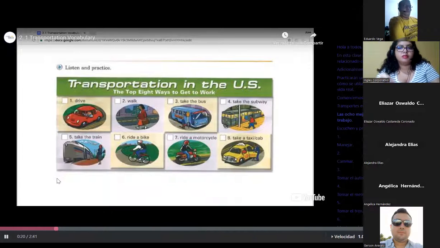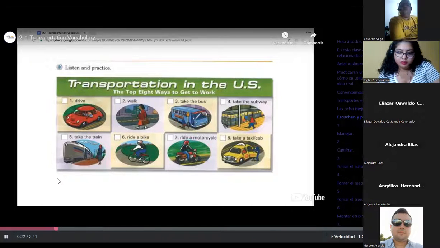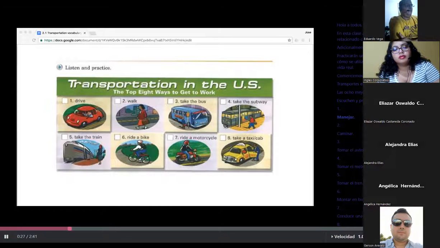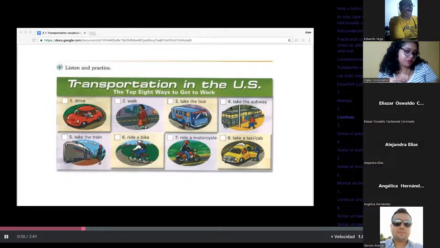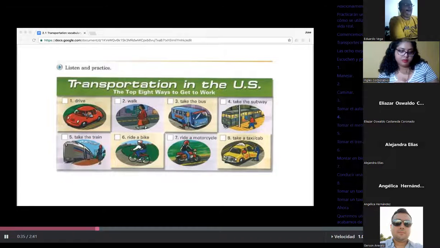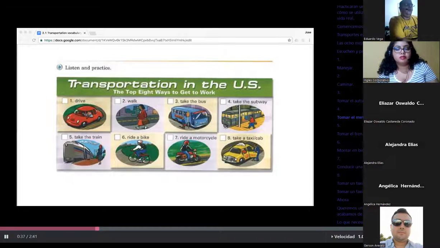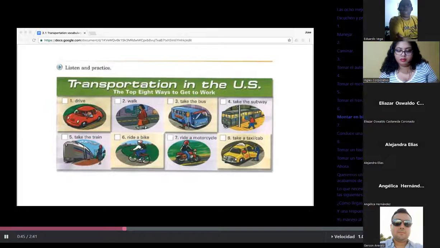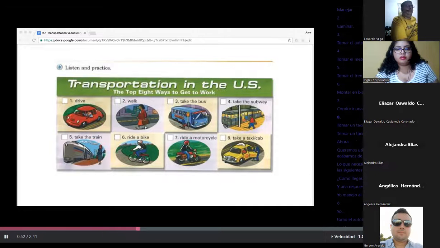To work. Listen and practice. 1. Drive. 2. Walk. 3. Take the bus. 4. Take the subway. 5. Take the train. 6. Ride a bike. 7. Ride a motorcycle. 8. Take a taxi. Take a cab.